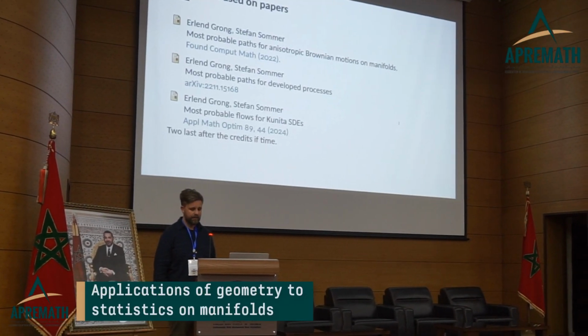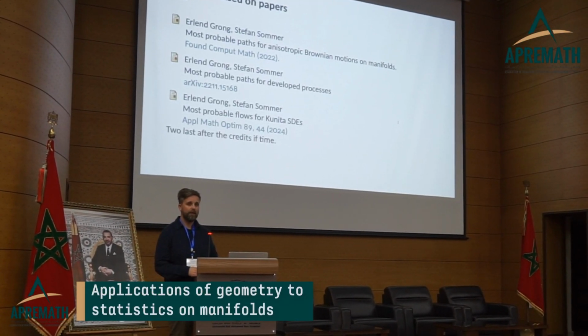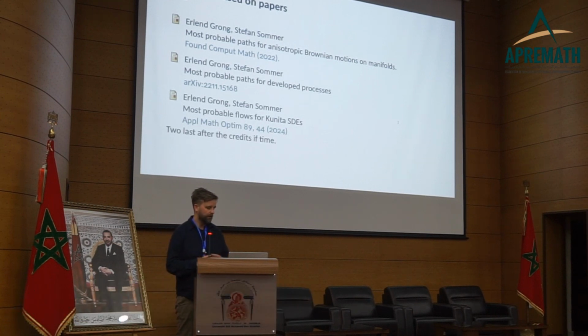This is based on joint work with Stefan Sommer from Copenhagen. What I will mainly focus on today is this first paper here. And if I have time, which I doubt I will have, there's some extra stuff about this after the slides. But we'll mainly focus on this most probable path idea and diffusion mean with covariance.